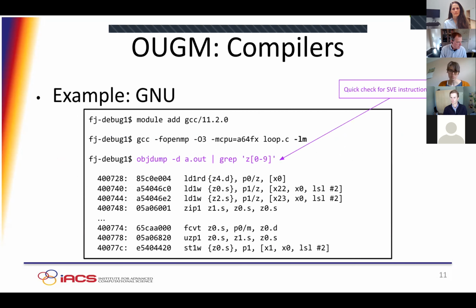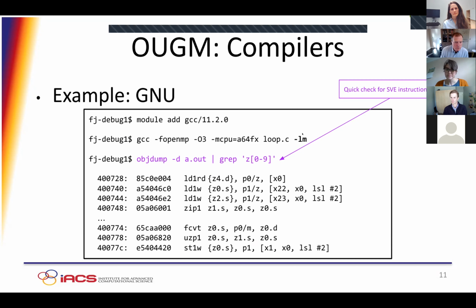All right, so for GNU, as you can see, you load up the latest version, for example, and you can see in the second line that I have a program that's doing some kind of calculation loop, uses OpenMP, and I'm telling it to compile explicitly for the A64FX processor. If you use this handy command, the Z registers are the ones that indicate that SVE instructions are being used. And you can see here all the instructions. I'm not going to go through them. It probably looks like gibberish to most people, but this is indeed vector instructions.